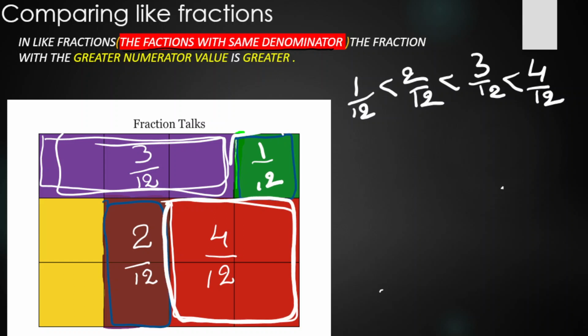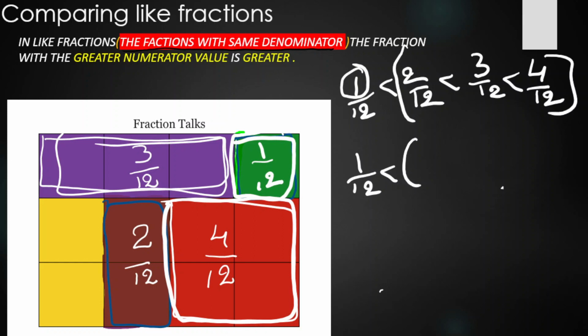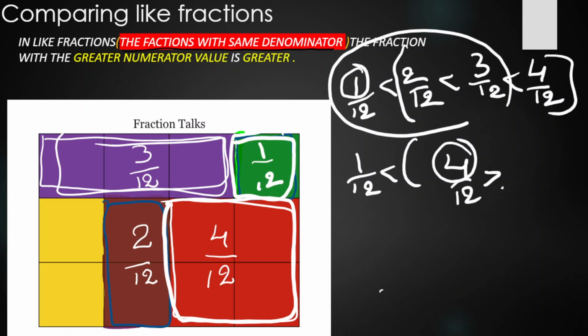The smaller numerator value is smallest of all the fractions. So in like fractions, the fraction with the smaller numerator is smallest of all the fractions. This 1 by 12 is smallest of all the remaining fractions, and this 4 by 12 is the greatest numerator value of all the fractions. So this 4 by 12 is greatest of all the remaining fractions.